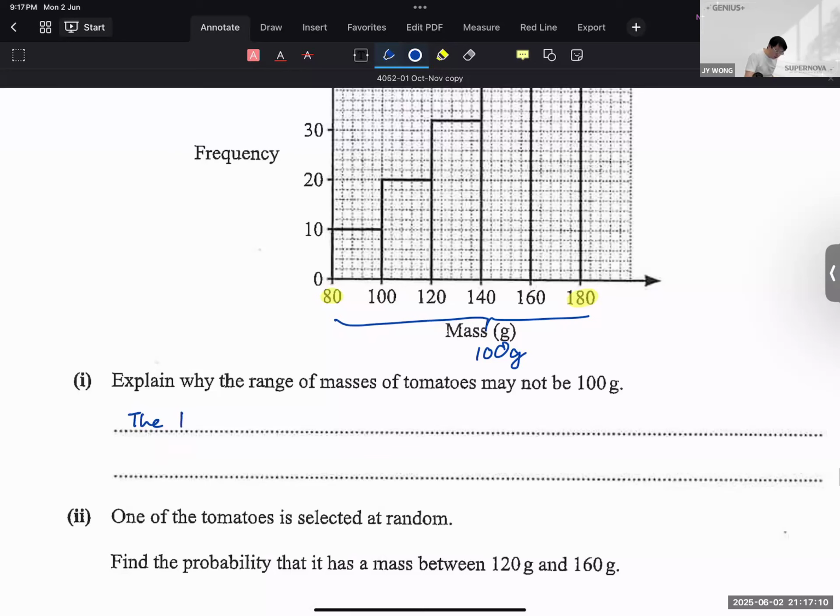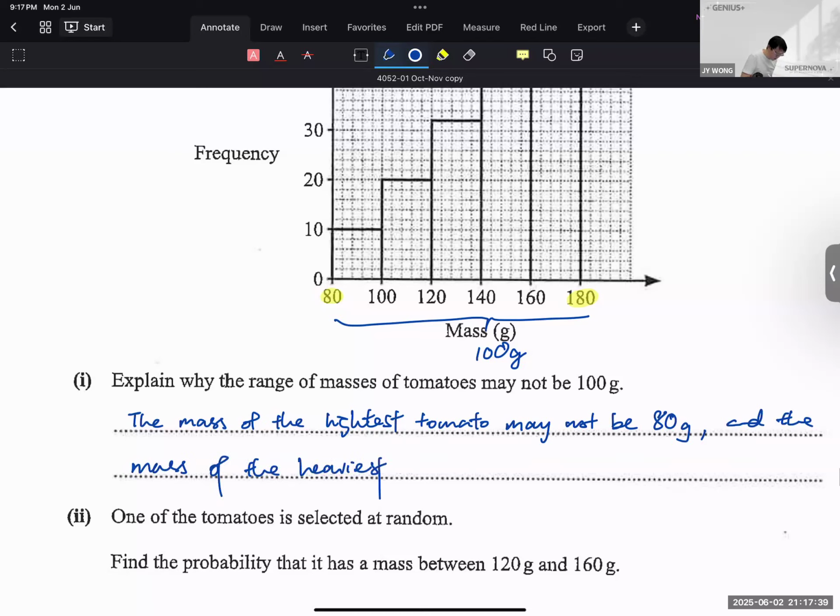The mass of the lightest tomato may not be 80 grams, and the mass of the heaviest tomato may not be 180 grams.